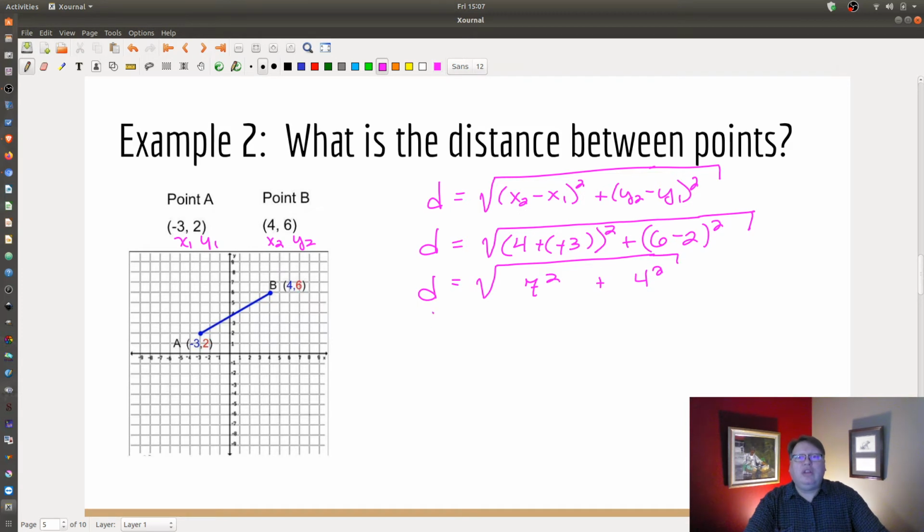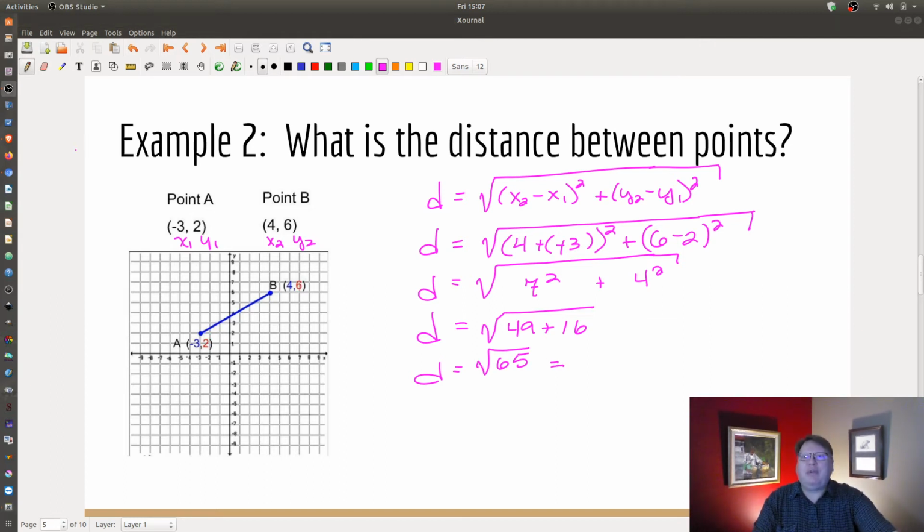Okay? So D is equal to the square root of 49 plus 16. How do I know what that is, guys? Well, 49 plus 1, if I take 1 off of here, I would get 50 plus 15, which would be equal to 65. Square root of 65. Okay? And guys, I'm not going to worry about simplifying that.